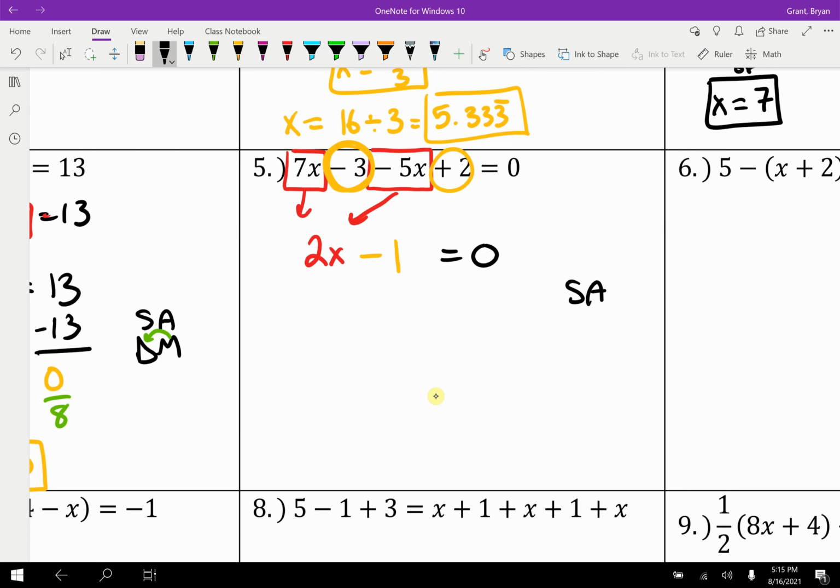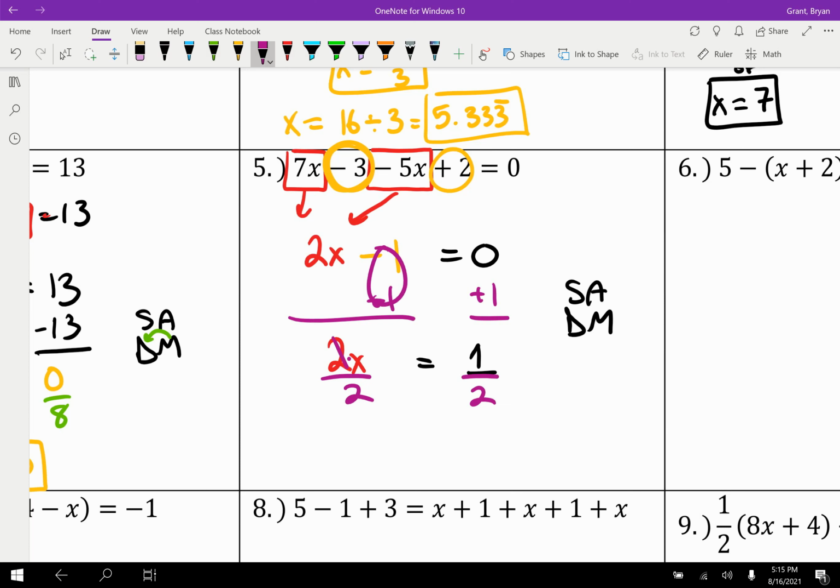SADMAP time. We undo addition and subtraction by adding 1 to each side. That leaves us with 2x equals 1. There is still a number attached to x by multiplication, so we're going to undo the multiplication by, of course, division. 2 does not go nicely into 1, so we end up with the fraction 1/2, and that's fine for an answer. If you really felt the need, you could do 1 divided into 2 equal parts is 0.5, and that's okay too.